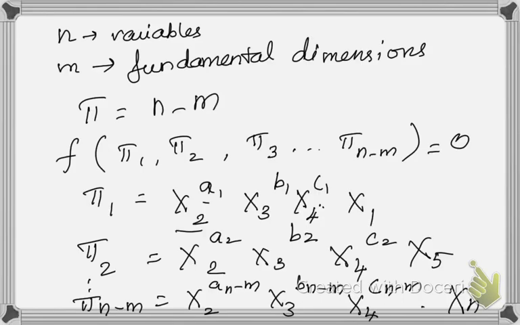You also have a separate step for selecting your repeating variables. Each and every time you have to select your repeating variables in the case of Buckingham's pi theorem. Here you can see x2, x3 and x4 appear in every pi term, so these x2, x3 and x4 are called the repeating variables.